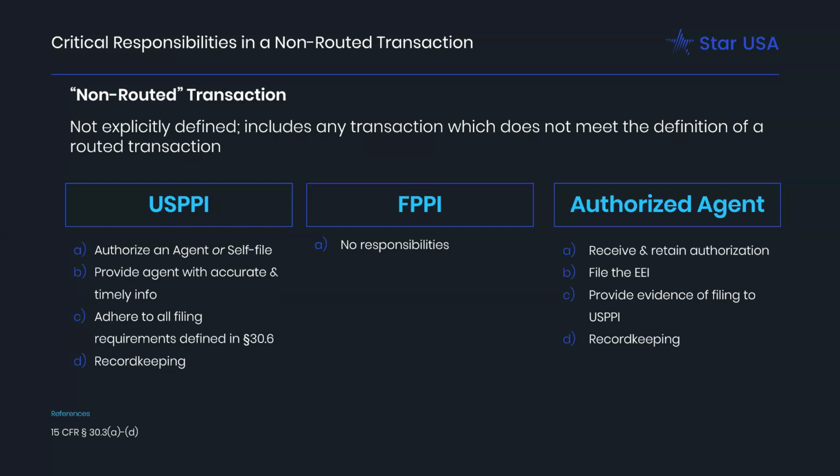The evidence of filing that the authorized agent can provide in this circumstance is an actual copy of the AES record, the actual record of the filing itself, including all the information associated with it within that universe.